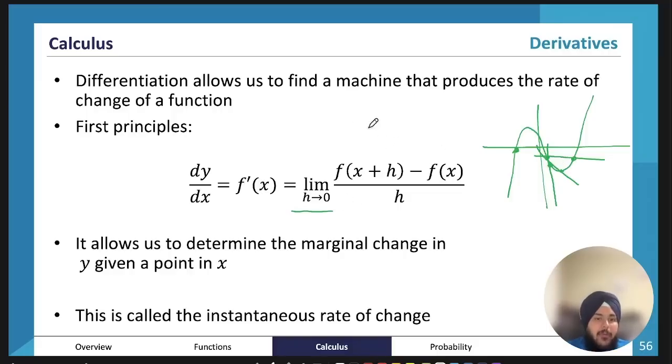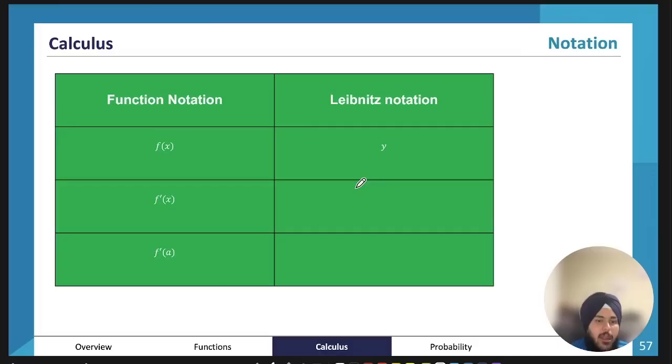So this is essentially, you don't need to know this in a lot of detail, but this is essentially how we derive, how we get derivatives. So this is the first principles. Okay, so here are the different types of notation.